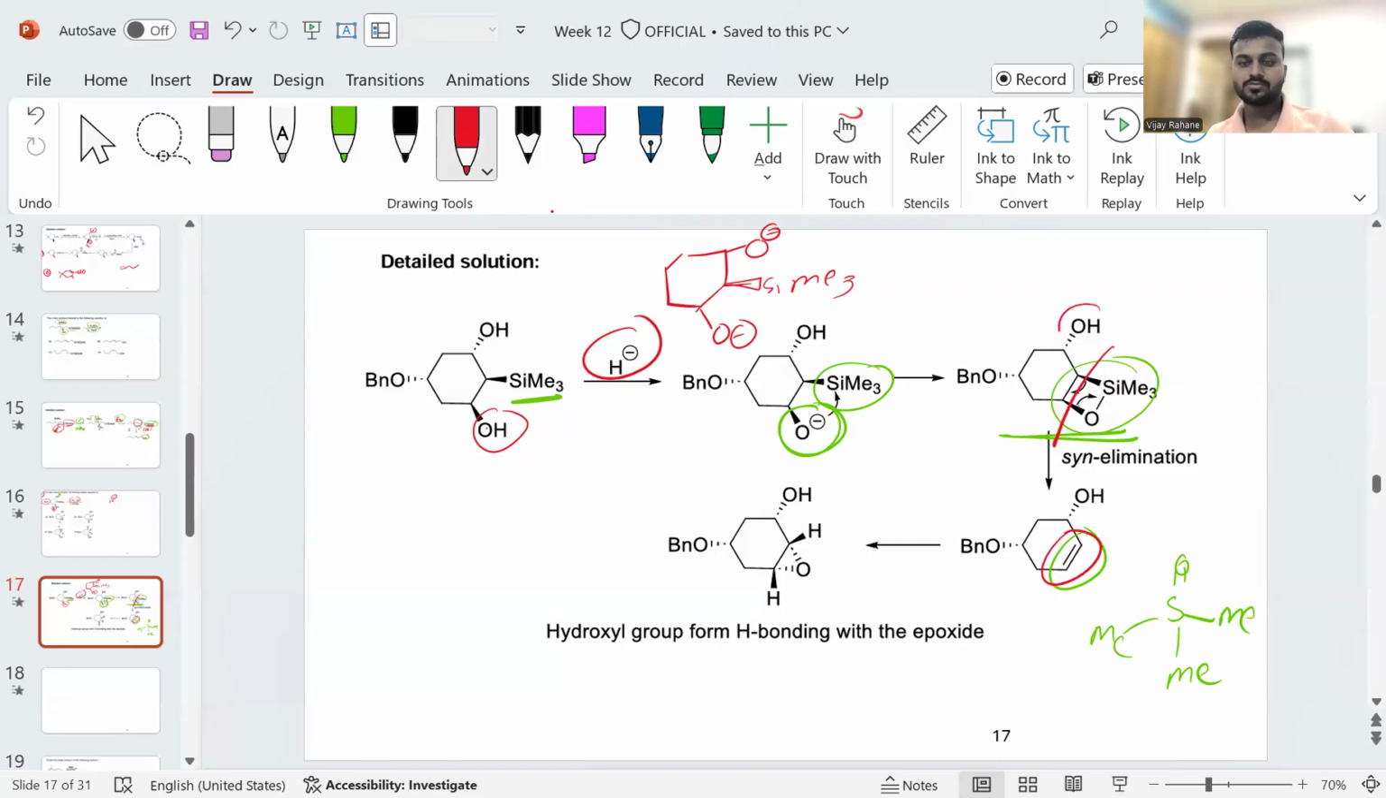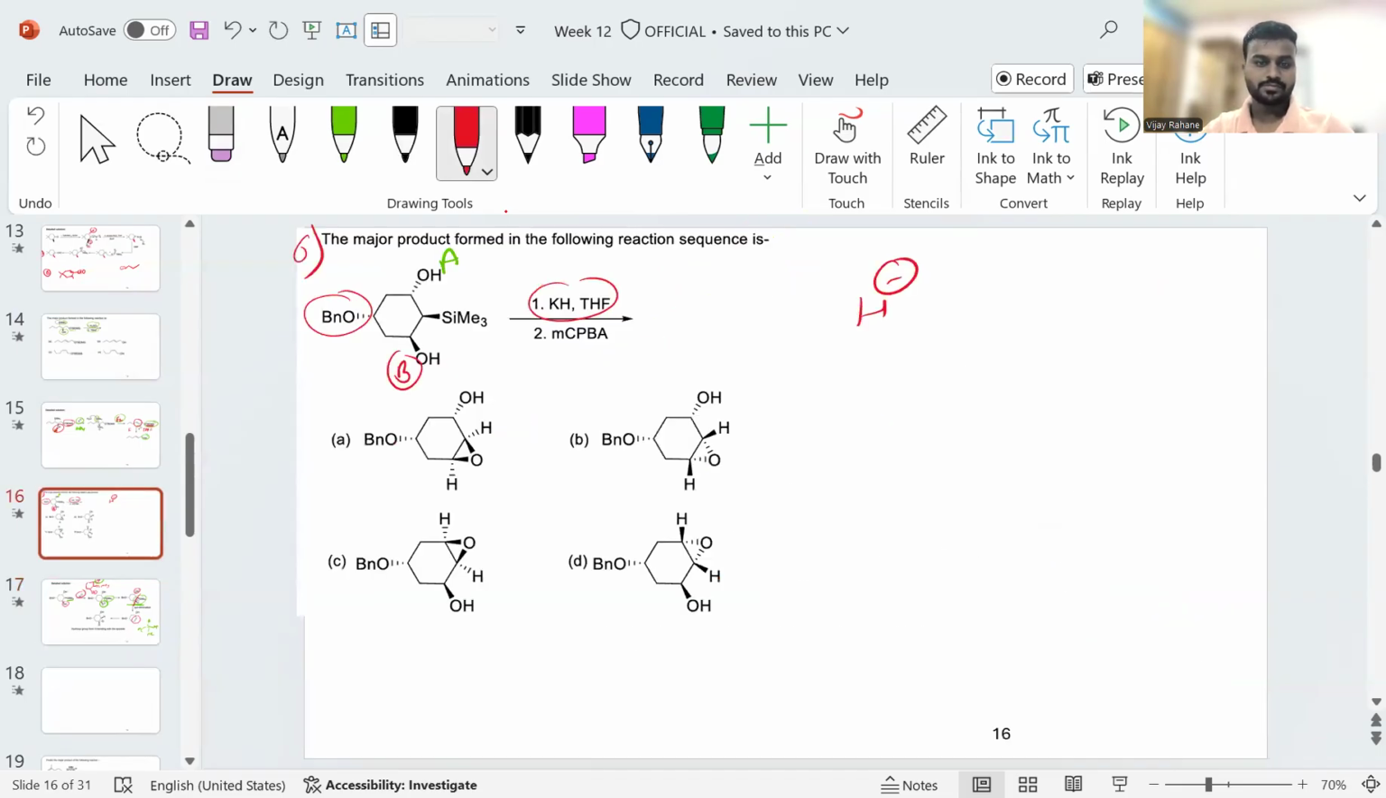This alcohol was anti, therefore it was not involved in the bond formation with the Si. So the position of this double bond is important in this question. Here there is a double bond, and in the next step we have mCPBA, that is the metachloroperbenzoic acid.